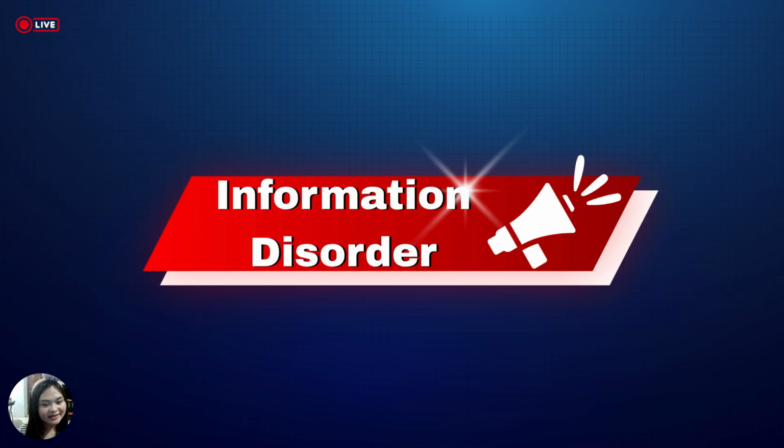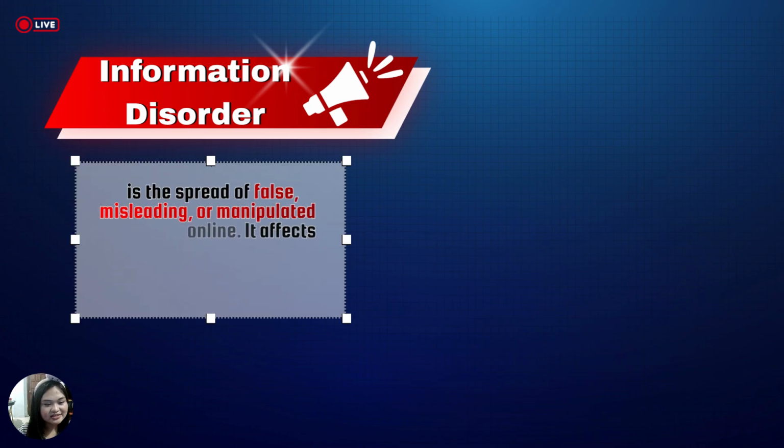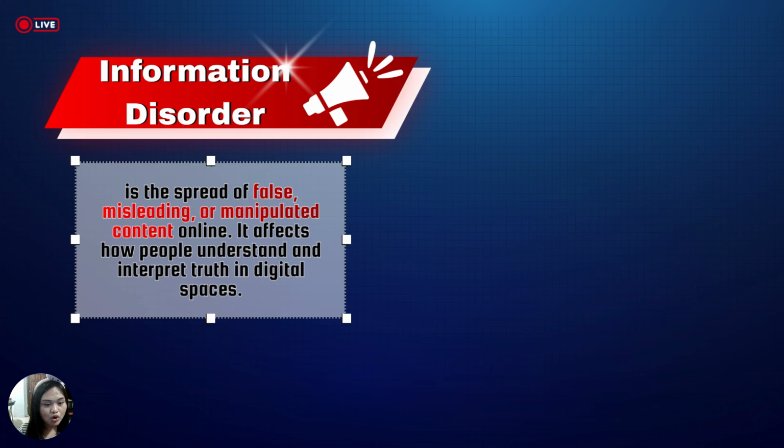So here we go. Information disorder is the spread of false, misleading, or manipulated content online. It affects how people understand and interpret truth in digital spaces. So, in simpler terms, information disorder happens when the information people see online becomes confusing, inaccurate, or intentionally changed in a way that misleads others.